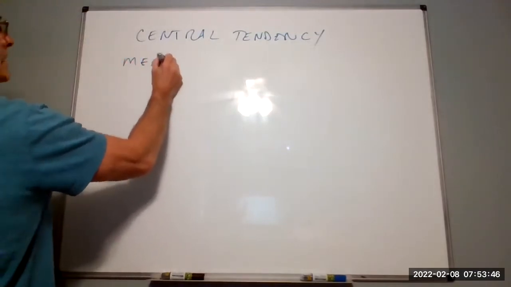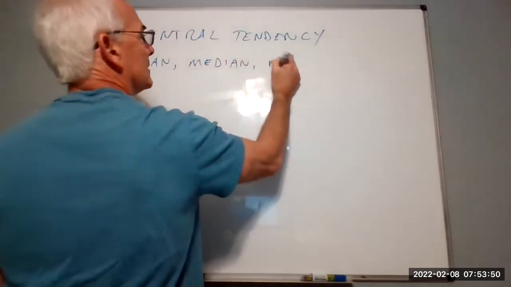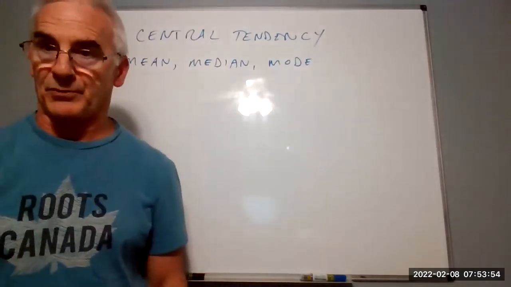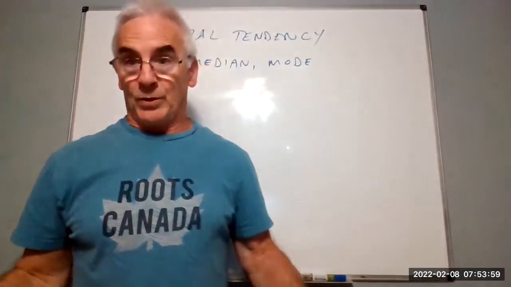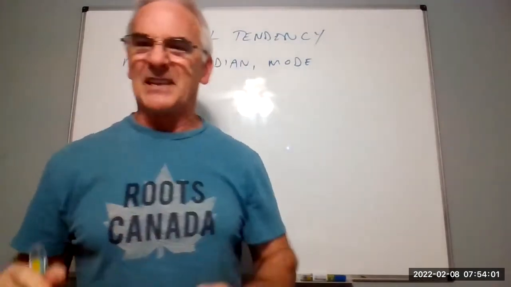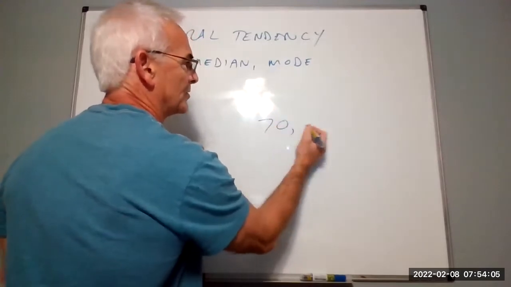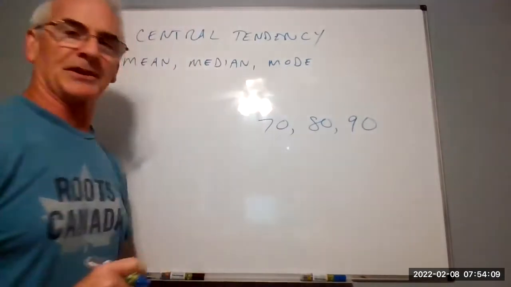The mean, the median, and the mode. There are others. Those are what we call the big three. Now, let's keep it really simple. In a particular class, you got 70 on the first exam, you got 80 on the second exam, and you got 90 on the third exam.